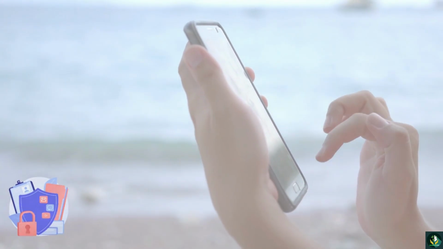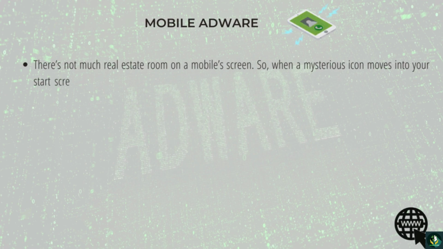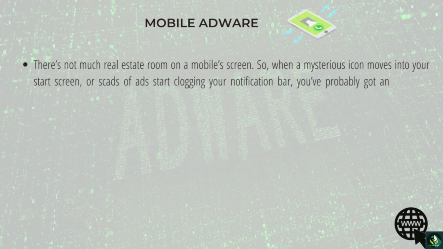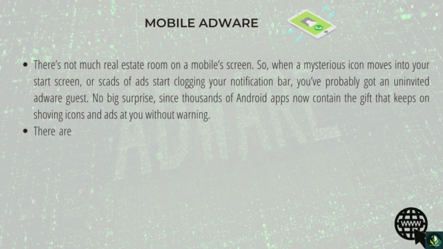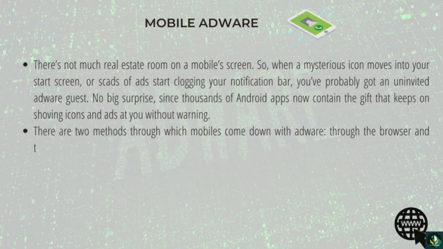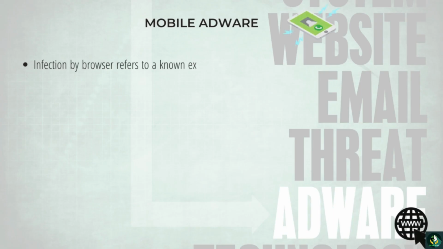Mobile adware. There's not much real estate room on a mobile screen, so when a mysterious icon moves into your start screen, or scads of ads start clogging your notifications bar, you've probably got an uninvited adware guest. No big surprise, since thousands of Android apps now contain the gift that keeps on shoving icons and ads at you without warning. There are two methods through which mobiles come down with adware, through the browser and through downloaded applications.